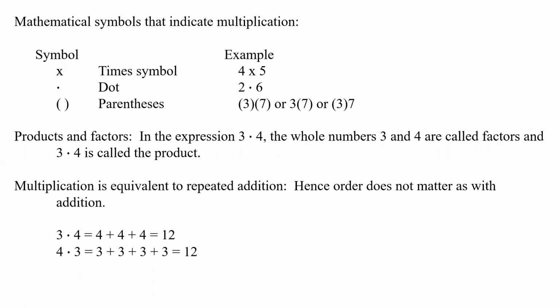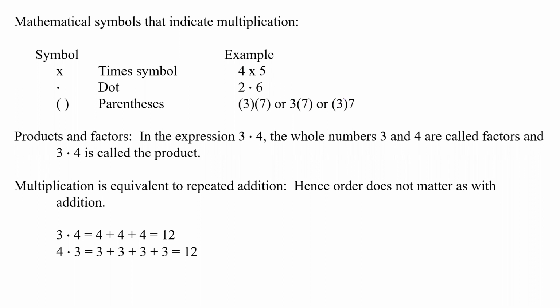Well, we've got the x, which is called the times symbol, so it just normally looks like a times. An example would be 4 times 5. We have the dot, and it looks like 2 and then times 6. And finally, you can use parentheses, and you can separate each number with parentheses. You could have one number out in front and then parentheses around the other one, or parentheses around the first one, and then the number on the outside here. And all of these represent times.